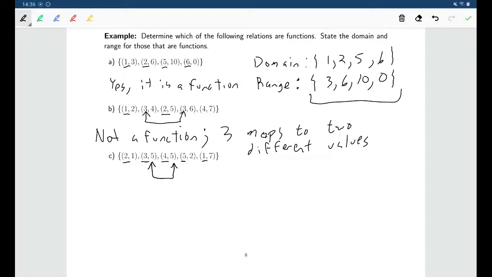The only restriction is on how many times the input shows up, and every input can show up at most once. Every input has to have exactly one output that matches with it, so that means you can't have, for example, 3 being the input value twice, but you totally can have 5 being the output value twice. That doesn't prevent it from being a function. So would I say that this is a function? The answer would be yes, it is a function.